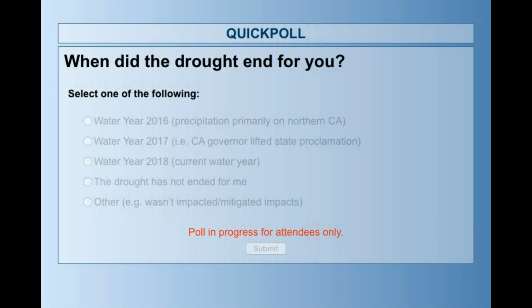Thanks, Allie. So yeah, we were putting together the story map and talking about it. We were thinking about different people have different ways they think about drought, how drought impacts them. And so we thought as we move through the story map, we'd ask you, when did the drought end for you? Thinking about, was it when we had some precip in 2016, when the governor lifted the proclamation? Is it still going on for you?